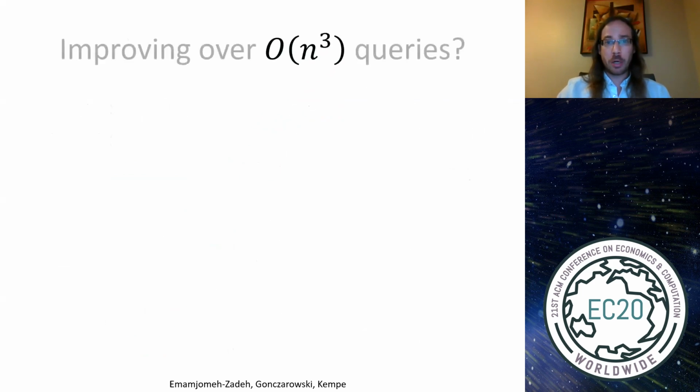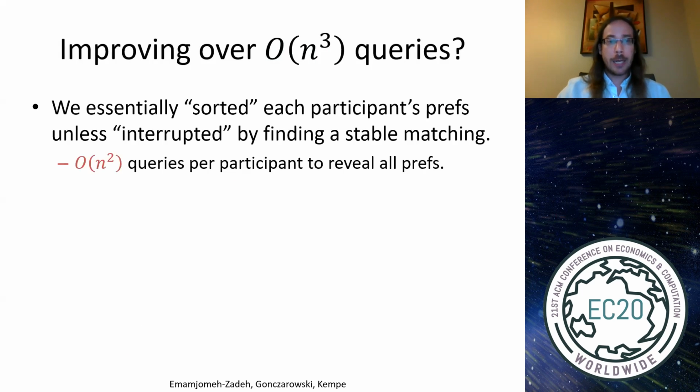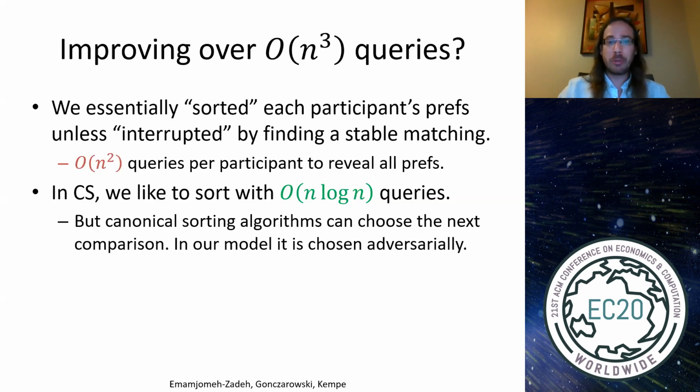So can we do better than n to the third? What we did here, unless we were interrupted by winning, by finding a stable matching, is essentially sort each participant's preferences. And I say sorted because we got information about pairwise comparisons. While it's appealing that we got a polynomial query complexity of n cubed, it's quite satisfying that we actually encapsulated a quadratic sort. We needed n squared queries for each participant. And in CS, we really, really like to sort in n log n queries rather than n squared.